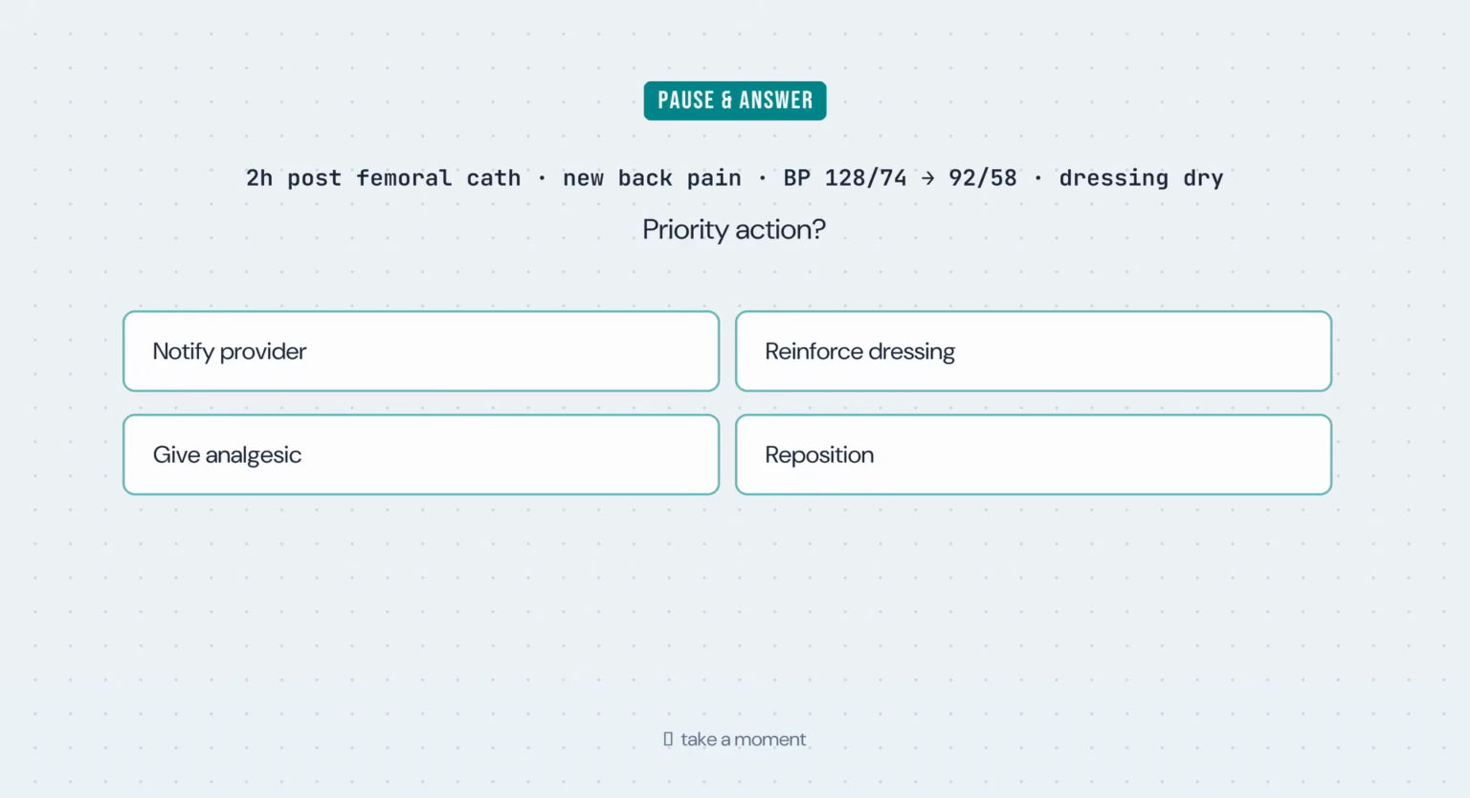Pause. 2 hours after a femoral cardiac catheterization, your patient reports new severe back pain. Blood pressure has dropped from 128/74 to 92/58. The dressing is dry and intact. What is the priority action?